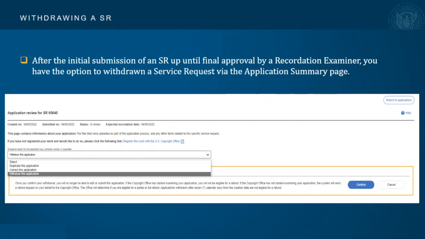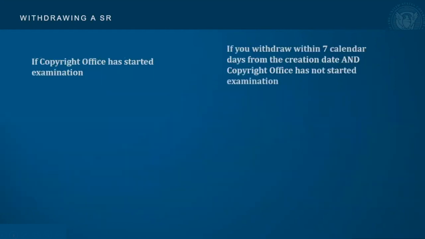To request a submitted SR be withdrawn, navigate to the application page for the SR in question. Once there, select Withdraw this application from the Choose an Action for this application drop-down menu. And once you select Withdraw this application, you will see additional information regarding your selected action. Please read the informational text before selecting Confirm. Please note, once you confirm your withdrawal, you will no longer be able to edit or submit this application.